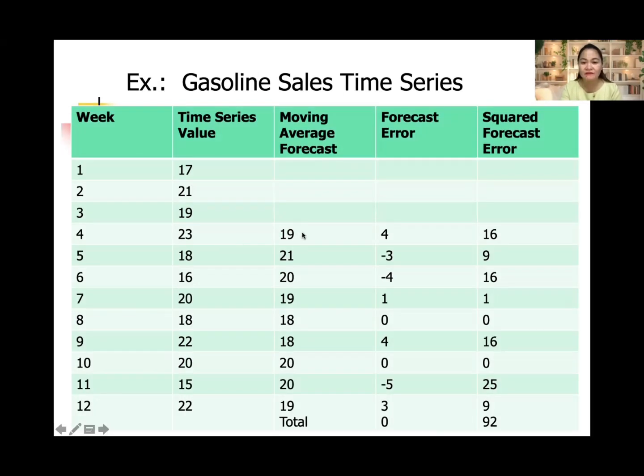So you can use the previous three: we have 20, 15, 22. Divide by 3 and that is the forecast for week 13. You can continue until the forecast of week 14. After that, you're going to get the error by subtracting the forecast from the actual. So here, 23 minus 19, you have 4. 18 minus 21, we have negative 3, and so on.